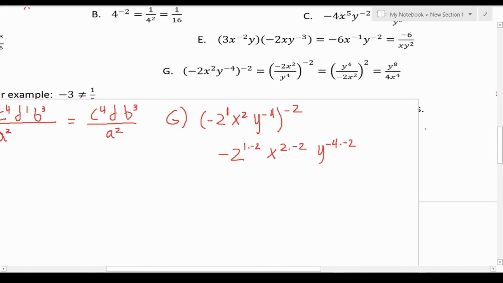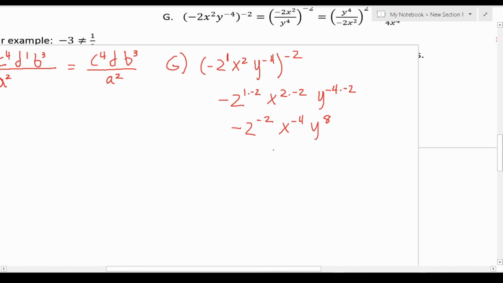Let's start simplifying. This becomes negative 2 to the negative 2. This becomes x, 2 times negative 2 is negative 4. Y, negative 4 times negative 2 is positive 8. Again, a negative times a negative is a positive. So as you can see, we have to shift a couple of these bases across the division bar to prompt their exponent to become positive.